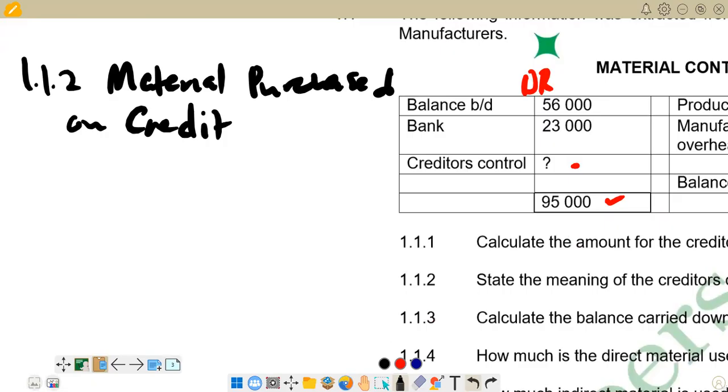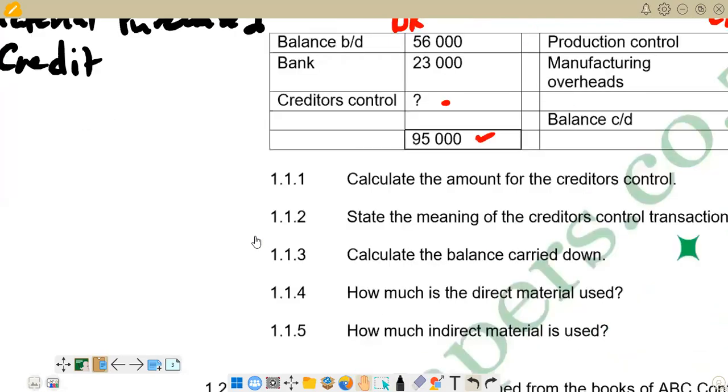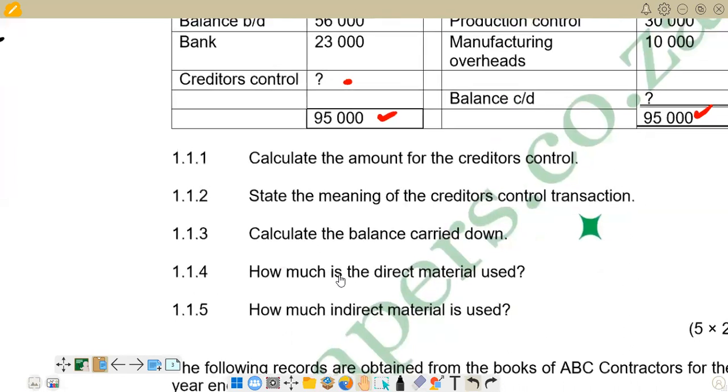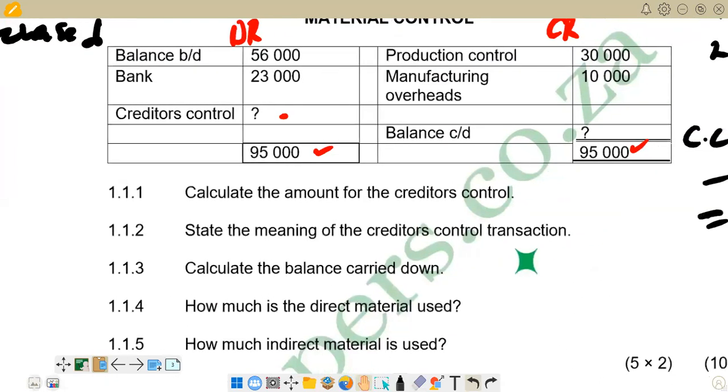Then we go to the next one, which is 1.1.3. It reads, calculate the balance carried down. You see that the balance carried down is here on the credit side. This is the figure that we are looking for. Remember, the total of the credit should be equal to the total of the debit, and this total, 95,000, represents all we have on the credit side. So we are saying 10,000 plus 10,000 plus this missing figure gives 95,000. Basically, this is our balance CD.